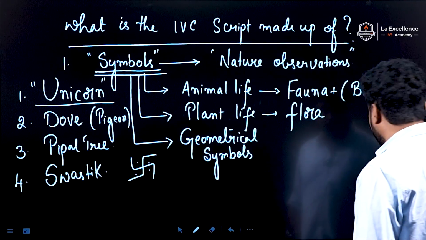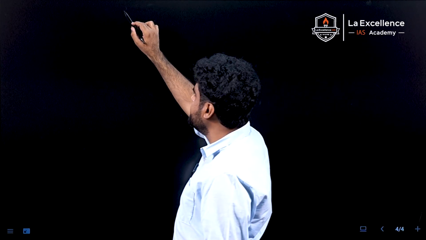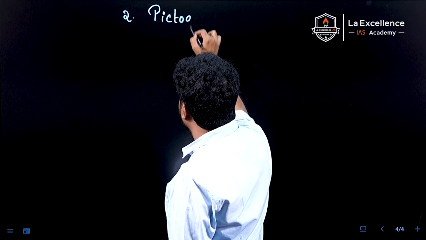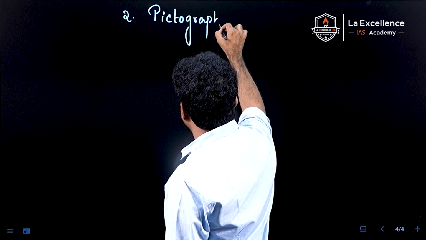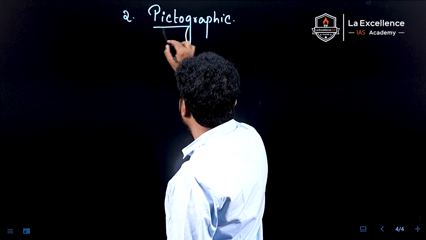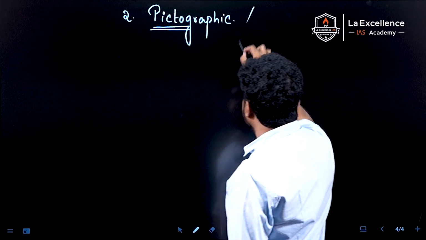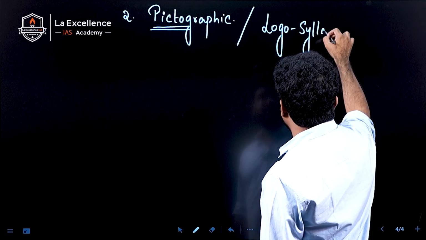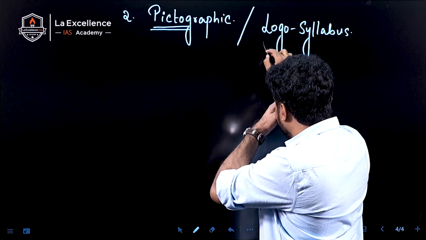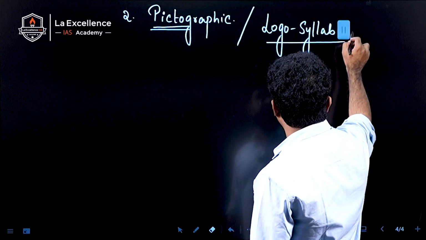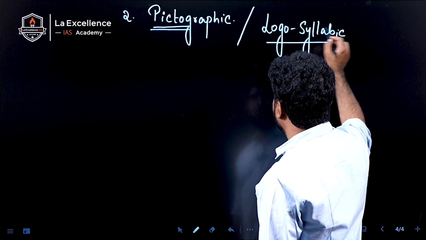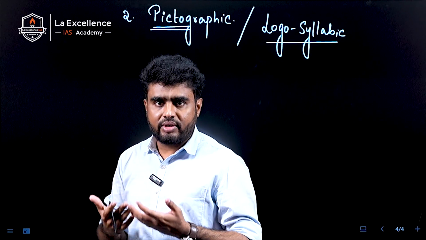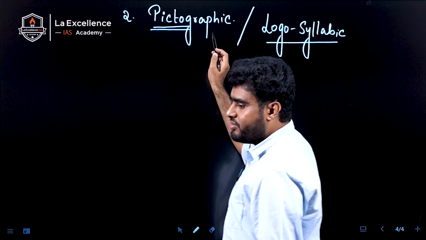Okay, next, in the script you have to understand, since the script is made up of symbols, we call the script the pictographic script. So it is called what? It is called pictographic script because it is made up of pictures, the symbols, and it is also called the logosyllabic script. The logosyllabic or pictographic is the name we give to define the Indus Valley Civilization script because it is made up of symbols.